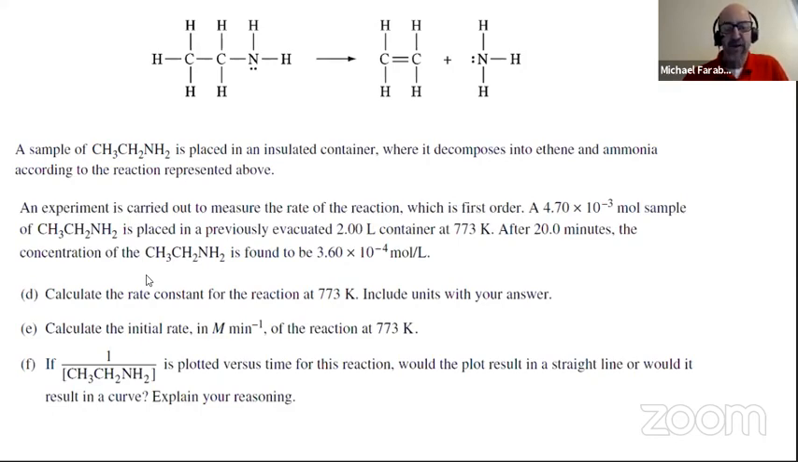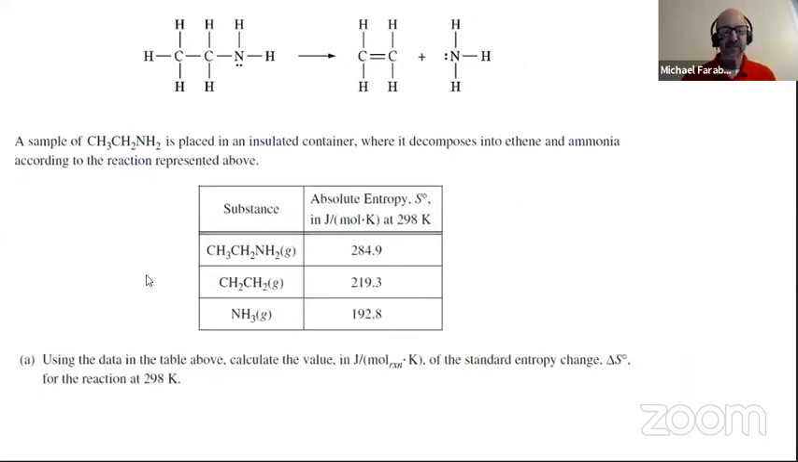All right, I'm going to start with part A of this question. So we are given that a sample of CH3CH2NH2, this is called ethylamine, you don't have to know that, I'm just giving it a name, is placed in an insulated container where it decomposes into C2H4, which is called ethene, and ammonia, NH3. Now we're also given the entropy values.